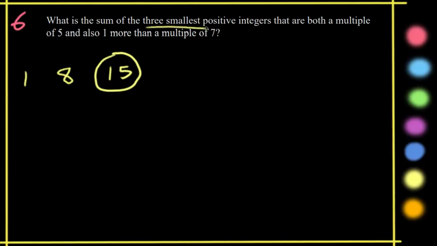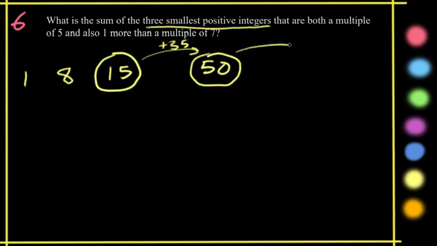But we need the three smallest positive integers, so we need to find two more. Because 5 and 7 are relatively prime, in order to get a number that is also one more than a multiple of 7 and also a multiple of 5, we're going to have to add the product of 5 and 7. So we're going to have to add 35 to 15. That's going to get us up to 50. We can double check that this is one more than a multiple of 7 because 49 is a multiple of 7, and it's also a multiple of 5. And then we can add 35 again, and that's going to be 85, right?